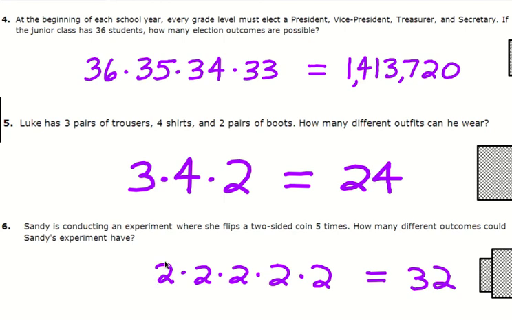There's the first flip that can happen 2 different ways. There's the second flip that can happen 2 different ways. The next flip can happen 2 different ways. Fourth flip, 2 different outcomes. Fifth flip, 2 different outcomes. It's 2 to the 5th power. 32 total ways.